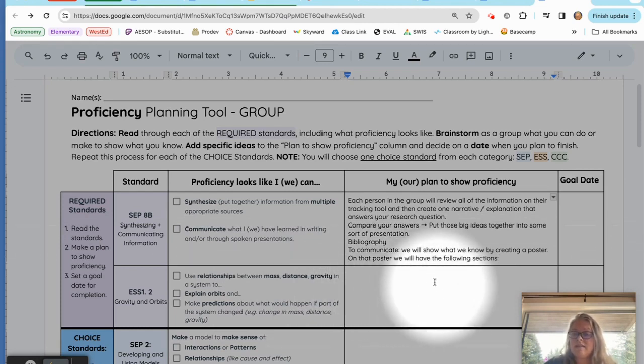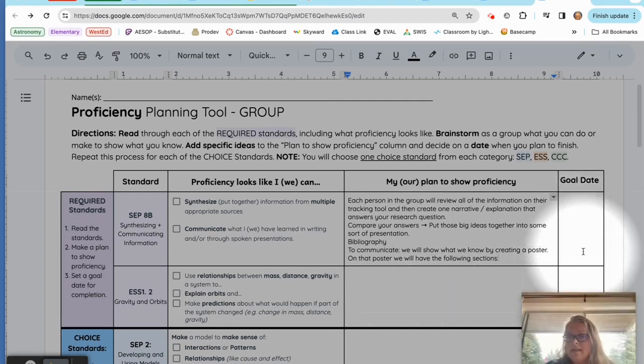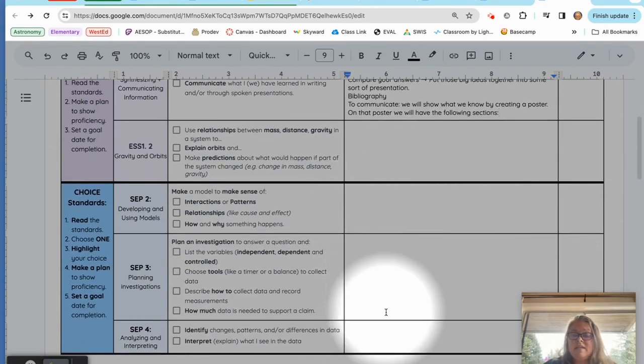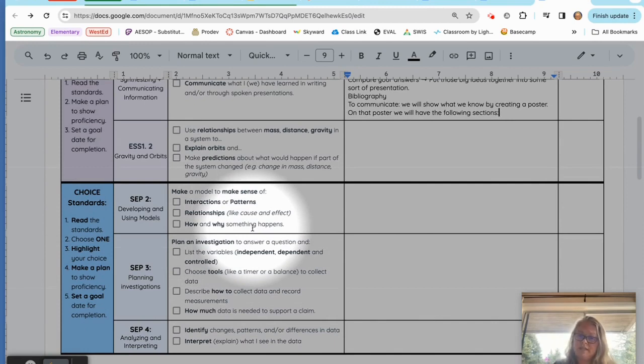So you'll take this time and put these ideas on your chart here. Once that's done, don't forget to have your goal date. Like, when do you plan to have this done? And then continue with each of the next sections. As you read through the options, make sure that you're really thinking about your particular research question and which of these standards will lend itself best to you showing what you've learned and what you understand about your topic.